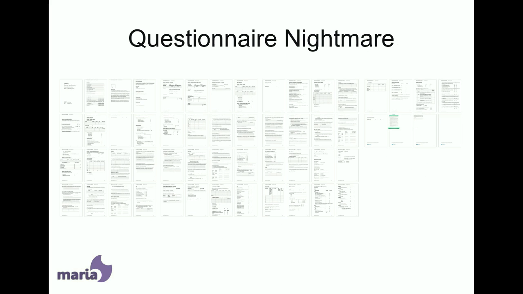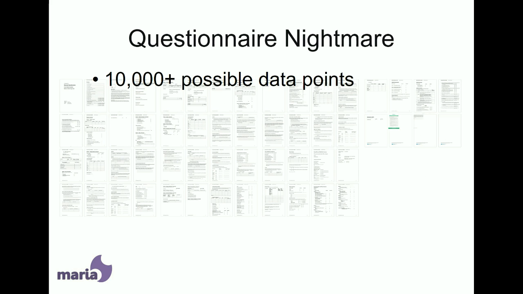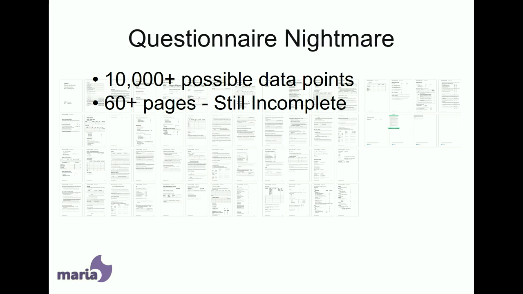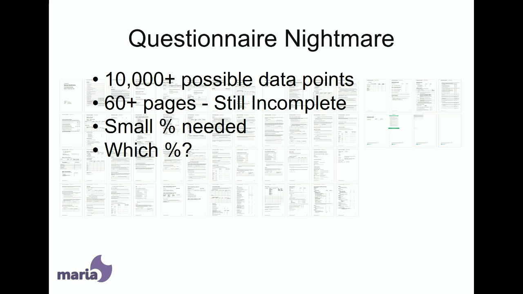What you see in the background there is tiles of every page of a typical broker's field questionnaire for a new client and even a renewal client. There are actually 10,000 plus possible data points if you cover the entire product range. That example there is 60 plus pages and is still incomplete. You only need a small percentage of those questions answered. And you don't know which percentage for sure until you see the client.